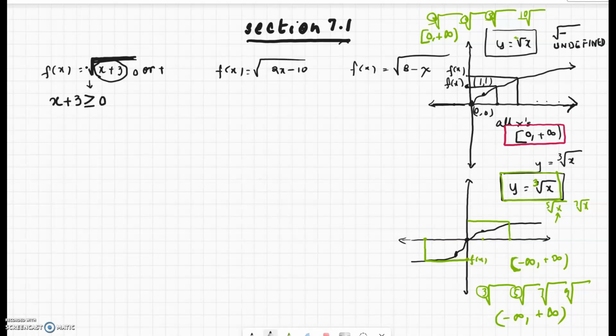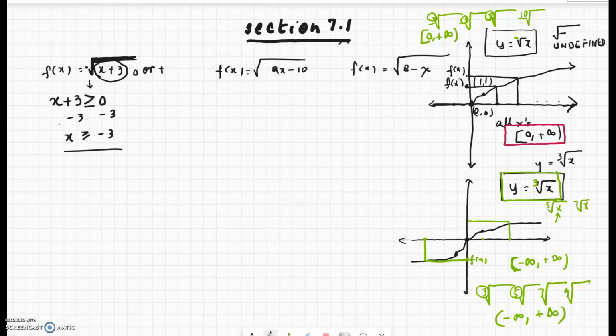And now solve this. Let's see when the inside is greater than or equal to 0. I subtract 3 on both sides and I get x is greater than or equal to negative 3. So what is the domain of this function? What am I allowed to plug into this function to get a legitimate or a valid answer? I can plug in any number equal to negative 3 or greater than negative 3.